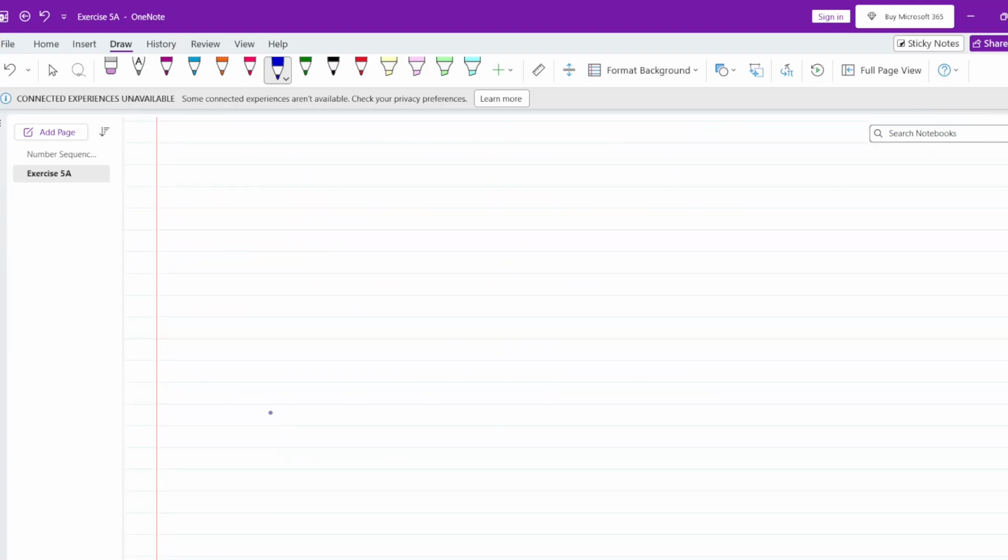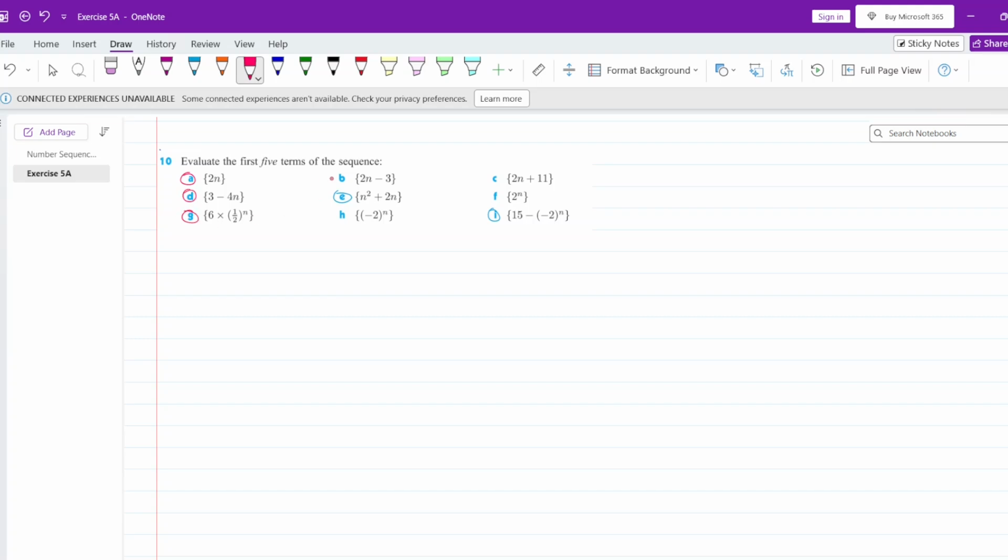Let's go to the next question. Evaluate the first 5 terms of the sequence. So this question is very easy. We just have to put the value of n for the first 5 terms. So for each question, we need to put the values as 1, 2, 3, 4, and 5. Those 5 are going to be the first 5 terms. So I'll solve only 2 of these. Others are for you to do on your own.